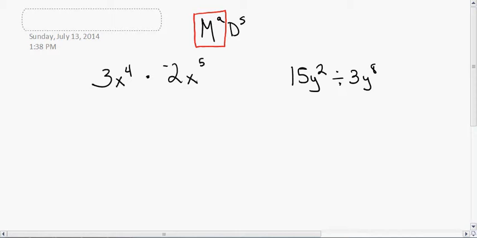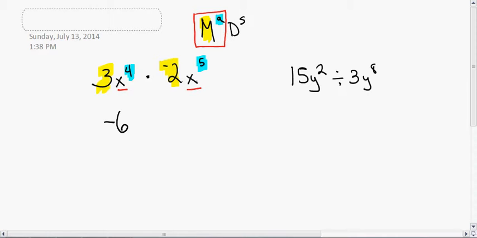So this first problem, 3x to the fourth times negative 2x to the fifth, I'm going to multiply the coefficients. So 3 times negative 2. And 3 times negative 2 is, of course, negative 6. And then I'm going to add the exponents. So I'm going to add the 4 and the 5. And remember, I can do that because the bases are the same. The x's are the same base. So 4 plus 5 is going to be 9.